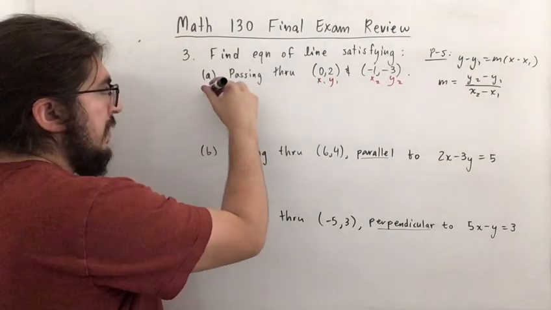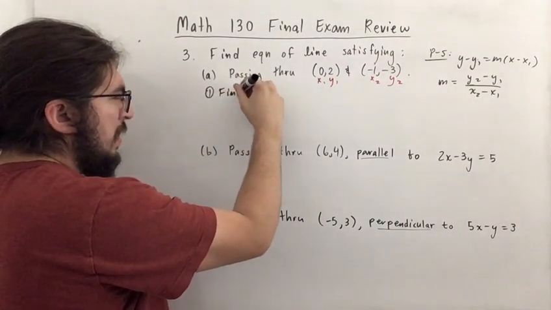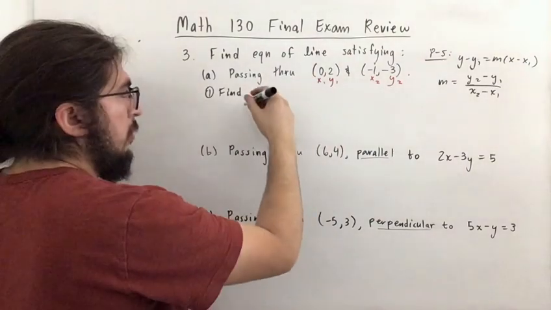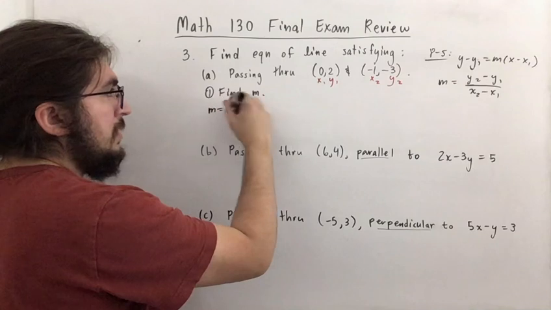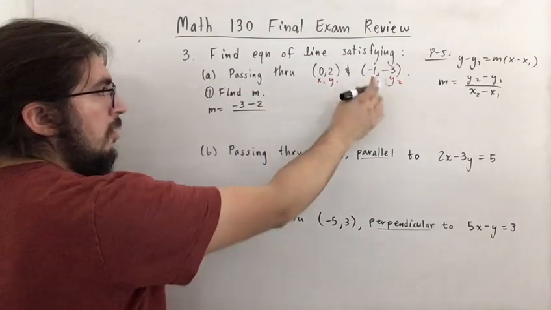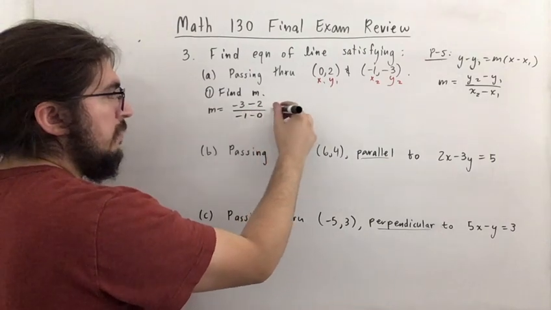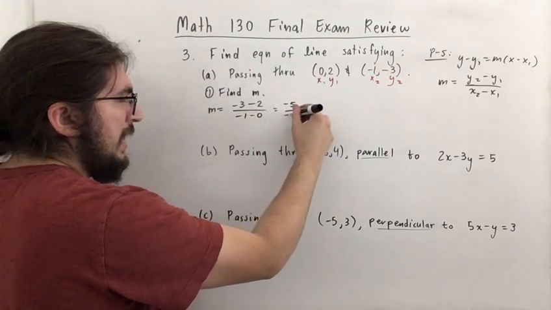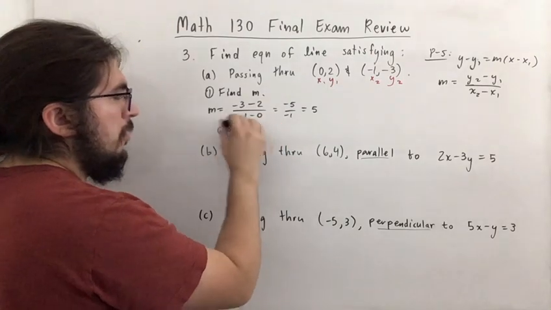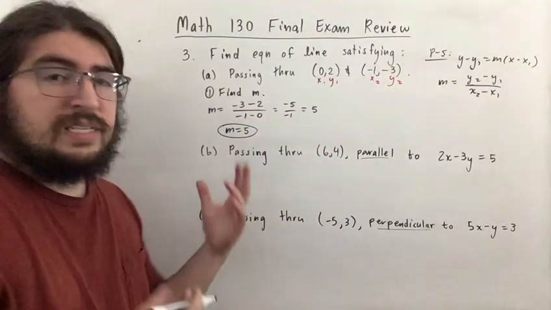The first step here is to find the slope. And the way I'll do that in this case, because we have 2 points, is I'll use the slope formula. So m is equal to y2 minus y1, negative 3 minus 2, over x2 minus x1. So that's negative 1 minus 0. It's negative 5 over negative 1, which is positive 5. So we end up getting that m is equal to 5. Perfect. Now we have the slope. We move on to the next step.